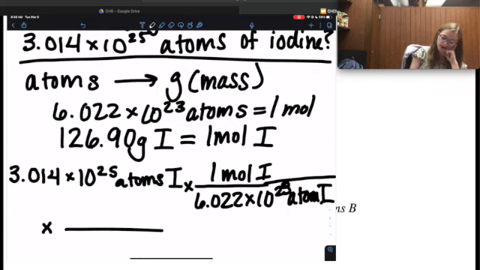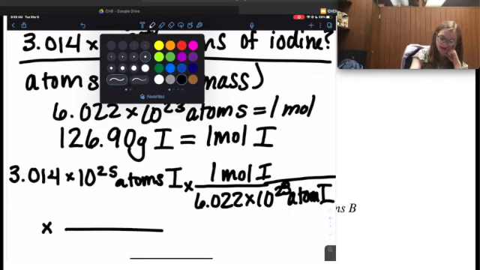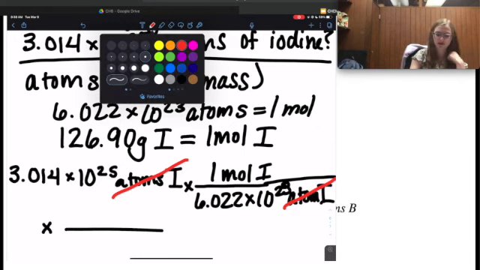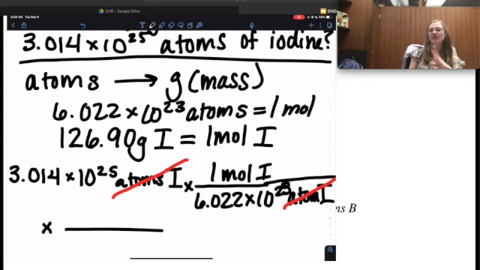So I'm looking at this here. If I want to check out my units, I've got atoms of iodine on the top. I've got atoms of iodine on the bottom. So those are going to cancel out. So I'm left right now where if I multiplied this out, I would be in moles of iodine. I've gone from atoms to moles. However, remember, we're not stopping at moles this time. We want to know how many grams of iodine represent this number of atoms.